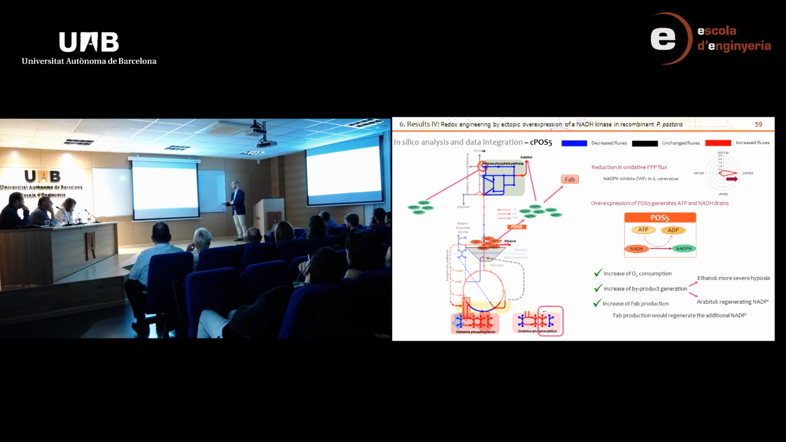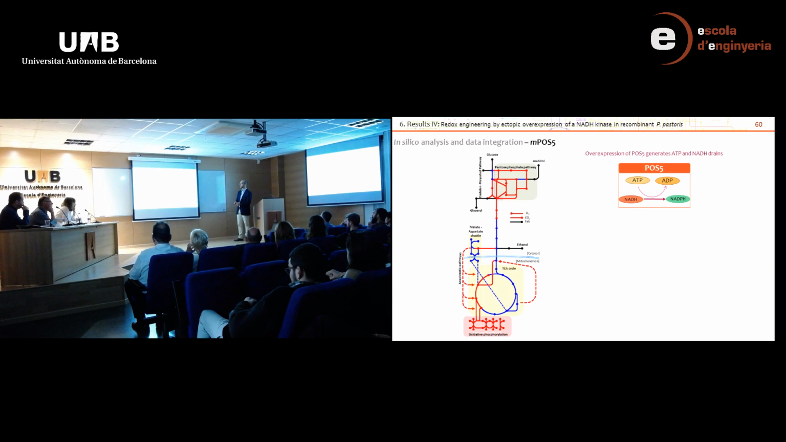And also, again, as we can see in the experimental results, in this case for the cytosolic POS5, we observe increased fat production yields. Regarding the mitochondrial POS5, we have also the same. There's an ATP and NADH strain, but this time these strains are in the mitochondria. So NADH is consumed for giving NADPH. As we are consuming ATP and NADH, the oxidative phosphorylation gets enhanced.